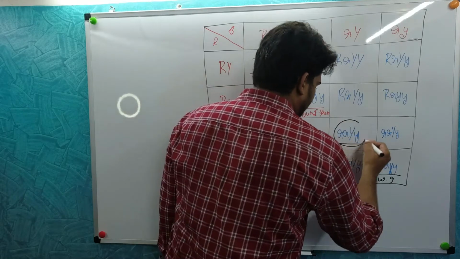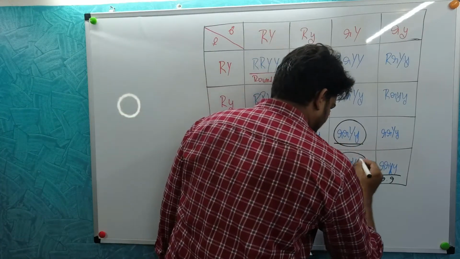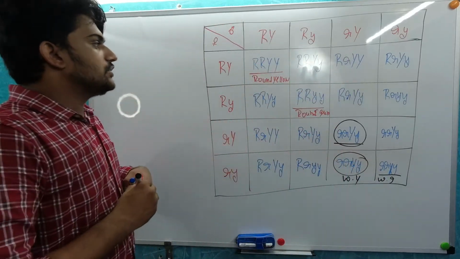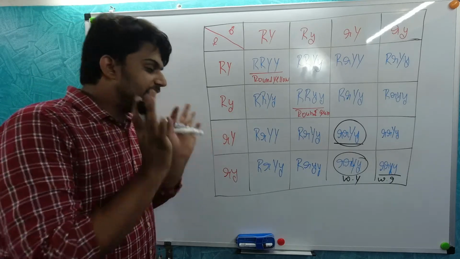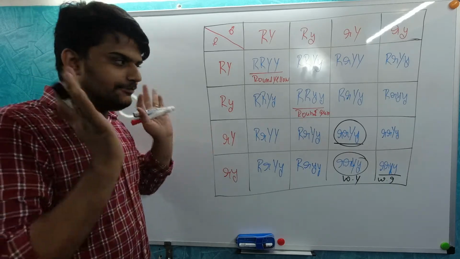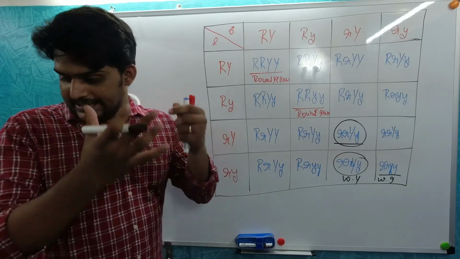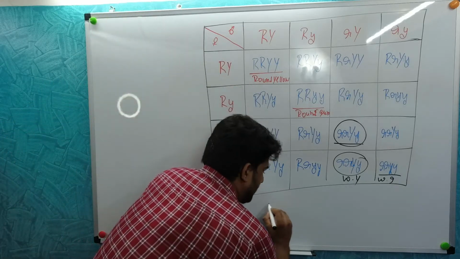That is this one. That is wrinkled yellow. This one, even this one also, wrinkled yellow. I'm going to write WY. So phenotypically, we are going to see only the 4 different character individuals, which gives us the phenotypic ratio.